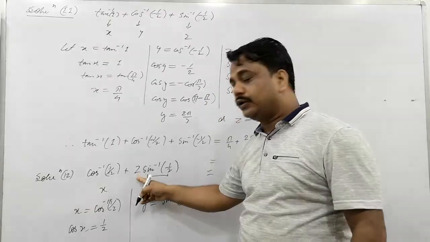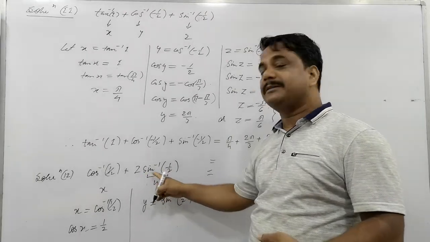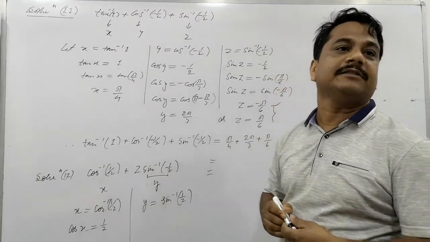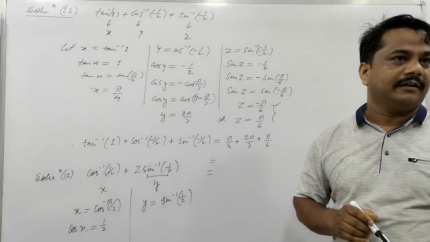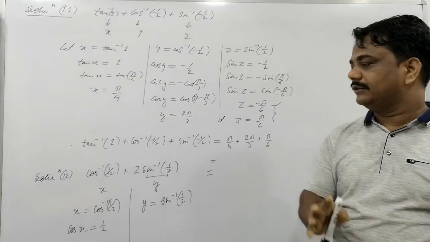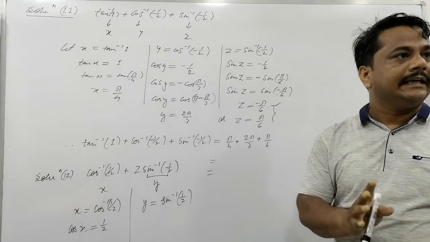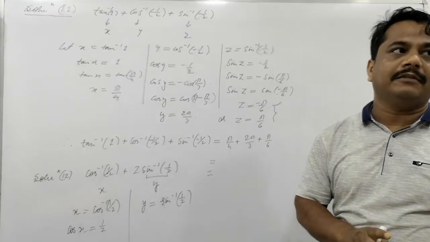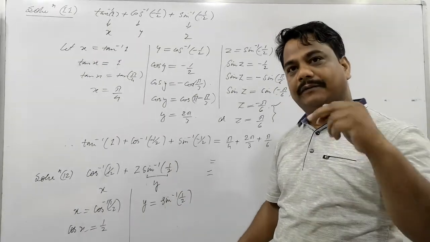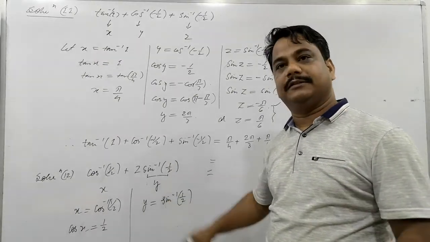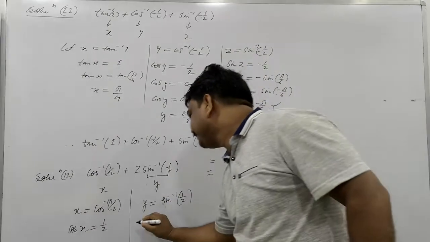It is written here as 2 times sin inverse half, which means the 2 is multiplied to the inverse sine function. The 2 is not part of that function. So you do not include the 2 in the supposition of x or y. You will suppose only sin inverse 1 by 2, and after obtaining the value, you will put it in. Go and solve this, please.